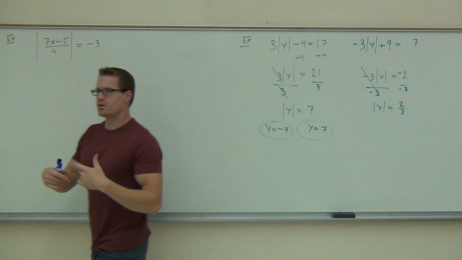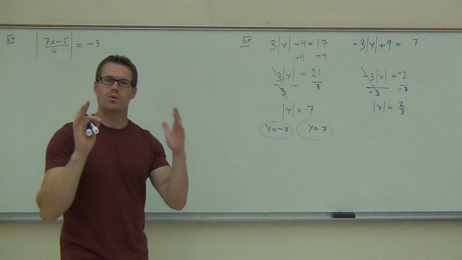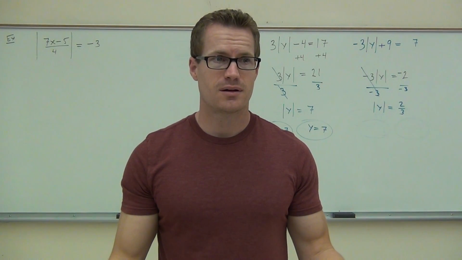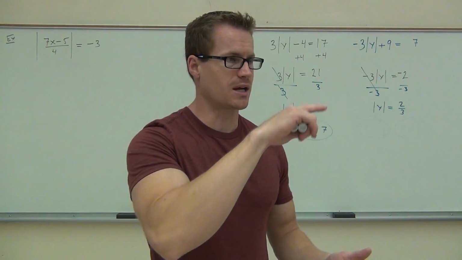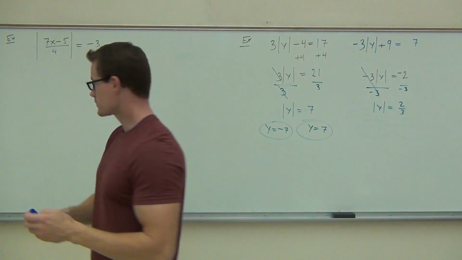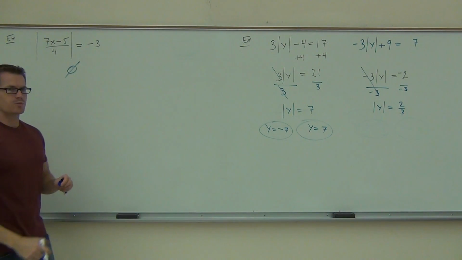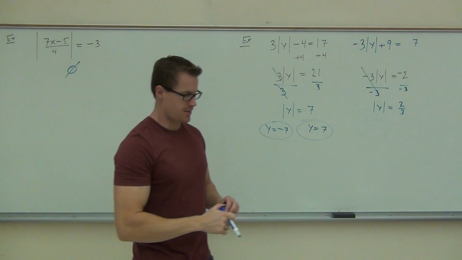Here, we can't. So if you ever get an absolute value, it's already isolated and it's equal to a negative number, what are you going to have? Yeah. And you put the empty set. It's that circle with the line through it. So we'd say there are no numbers which satisfy that equation.